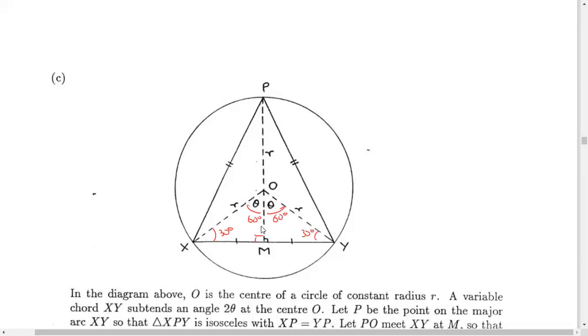So if that's 60, then that's 120, which means this is 30, which means this is 30, which of course means that this is 60. Of course, the same argument could be made to the right-hand side, which means that that will be 60. And of course, that also makes that 60. And therefore, PXY is an equilateral triangle. And therefore, that's basically proven what they wanted. That's how you do the question.